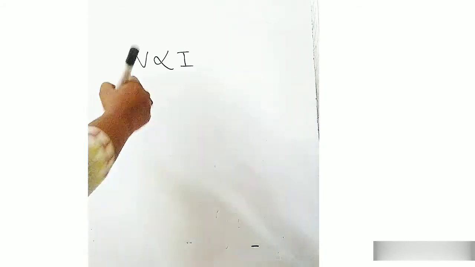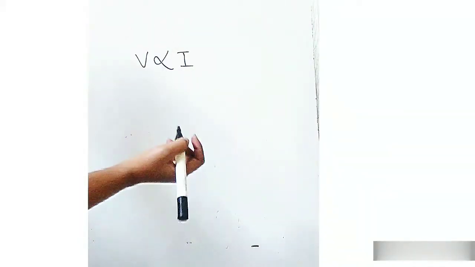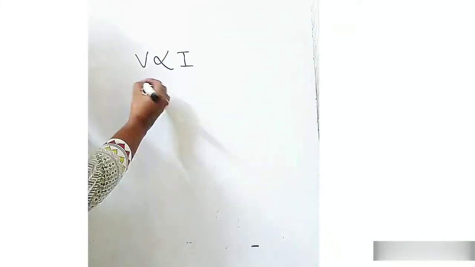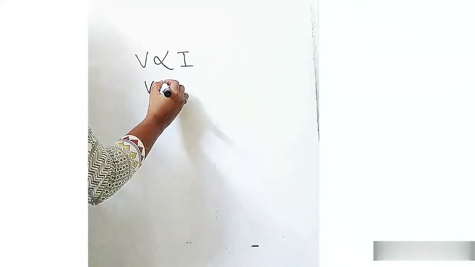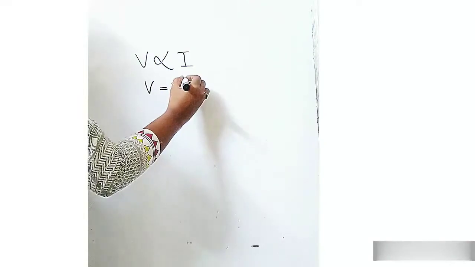Now to remove the proportionality we have to put a constant, students. So how will we put it? We will say that V is equal to IR. V is equal to IR.